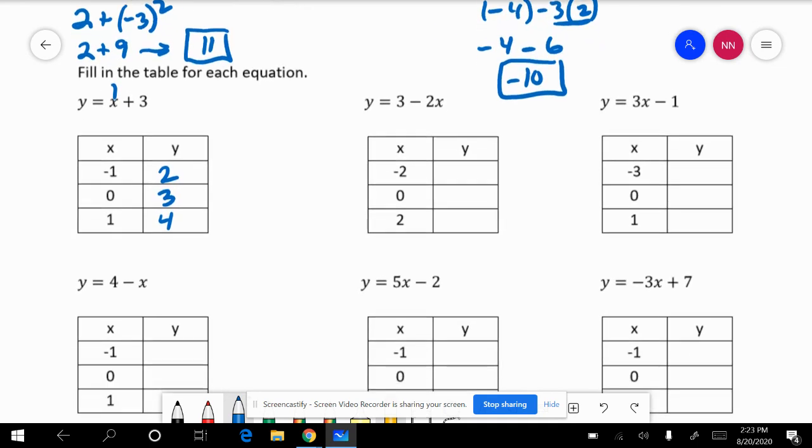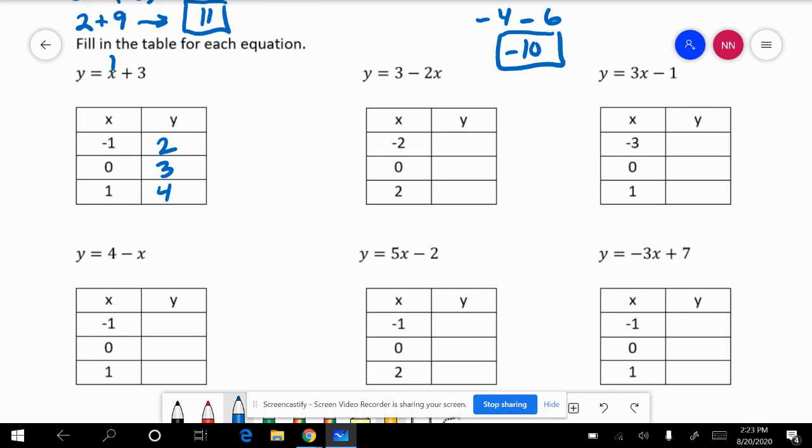Now looking at the next one, what we have is a negative 2. We're going to plug a negative 2 in. Now, order of operations, we're going to multiply first. So we have 3, a negative is a positive. So 3 plus 4 is 7. Then we're going to plug in the 0. We know anything times 0 is 0, so that would be 3 minus 0, which is 3. Then we plug in a 2. So that would be 3 minus 4. 3 minus 4 is negative 1.